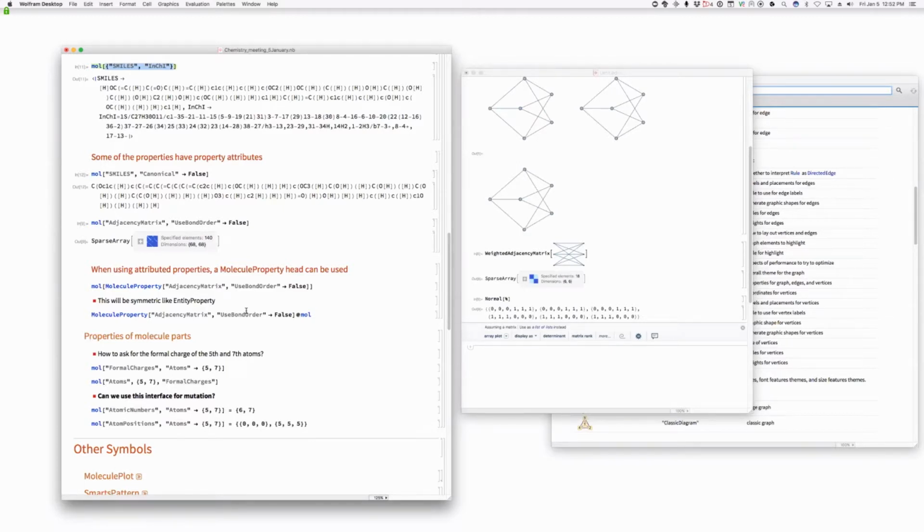But it seems to me that we've got to be consistent with adjacency matrix and weighted adjacency matrix, and that adjacency matrix should be the 0-1 matrix, because for many graph operations, that's exactly what you're going to want. And by the way, I assume that graph of molecule will give the graph of the molecule.